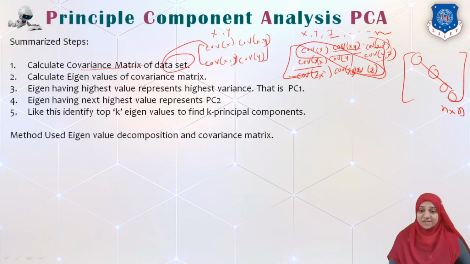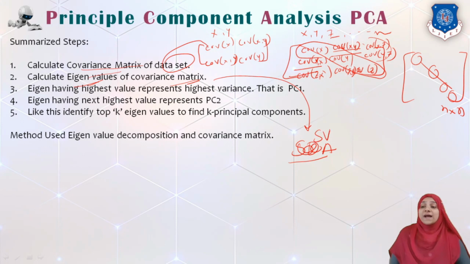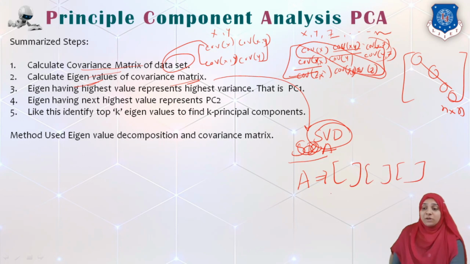Coming back to our PCA method, first step is to calculate the covariance matrix for a given data set. Second, we calculate eigenvalues of the covariance matrix. Now, how to calculate these eigenvalues? To calculate these eigenvalues, we have something called SVD, singular value decomposition, which is a separate technique. We will cover it in a separate lecture, where we give an input matrix A and it will generate three different matrices. We call them U, sigma and V transpose.